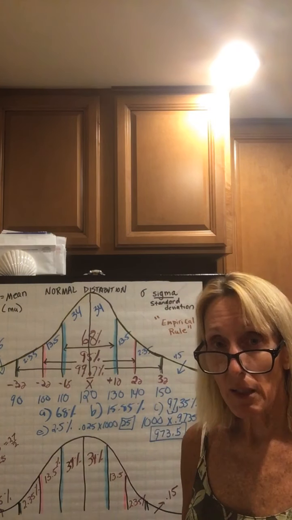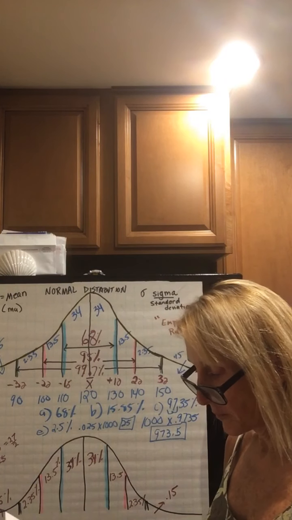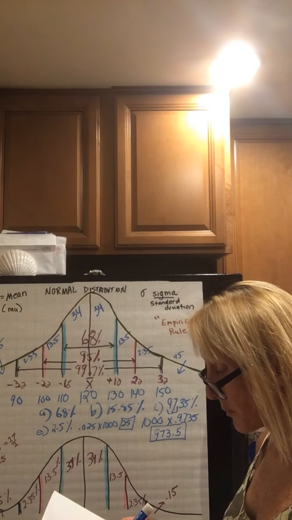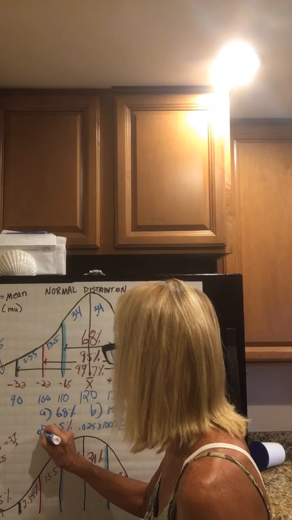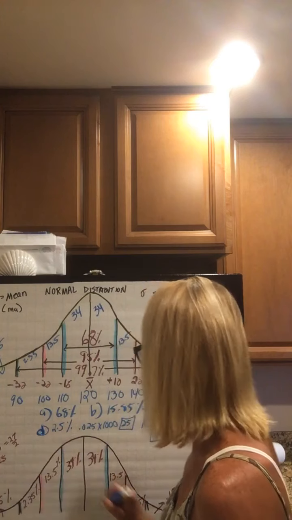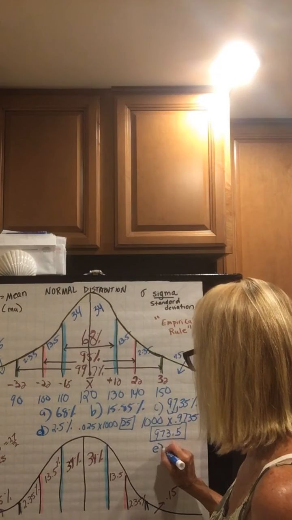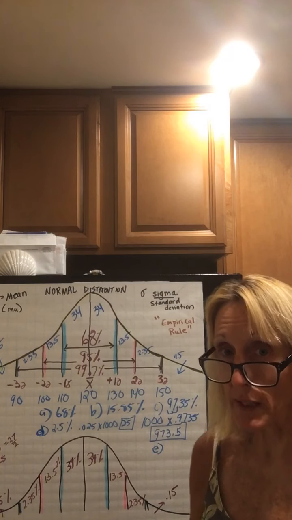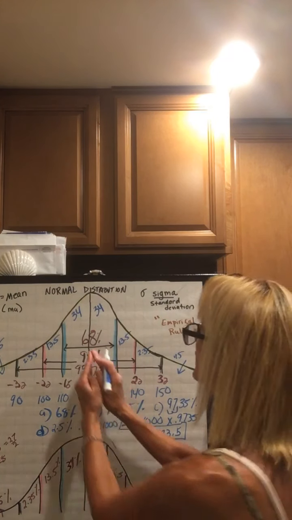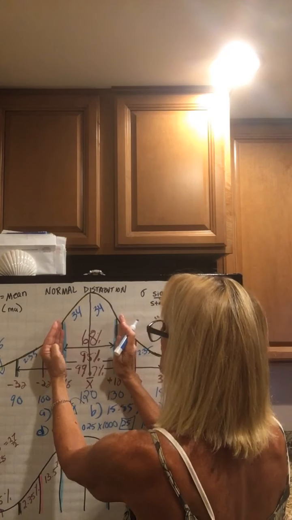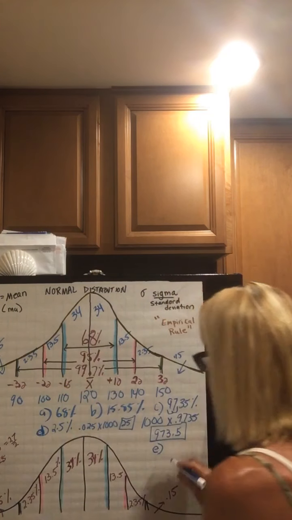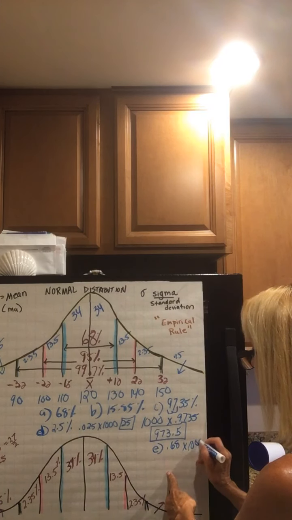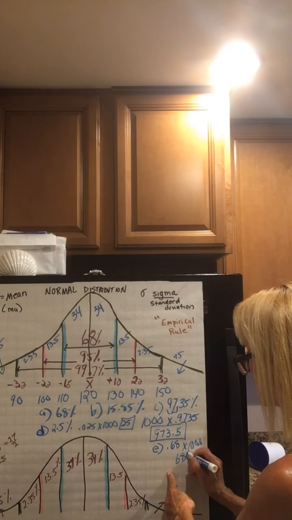And there's D. My bad. Sorry. Then for letter E, which I'm running out of room, letter E says how many values are within 1 standard deviation from the mean. Now, this is a good one. 1 standard deviation from the mean is this one. So it's right and left. So it'd be 0.68 times 1,000, which is 680.